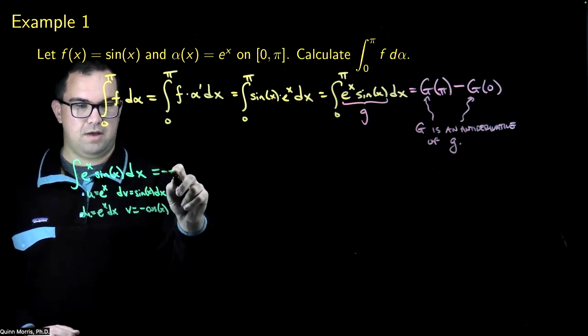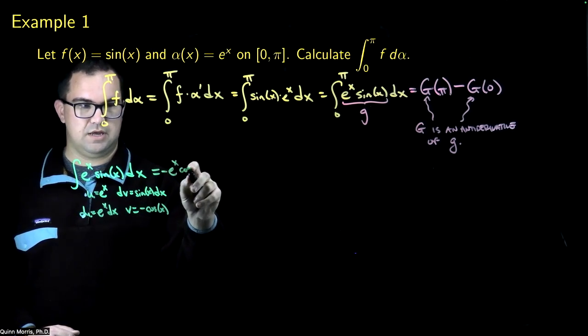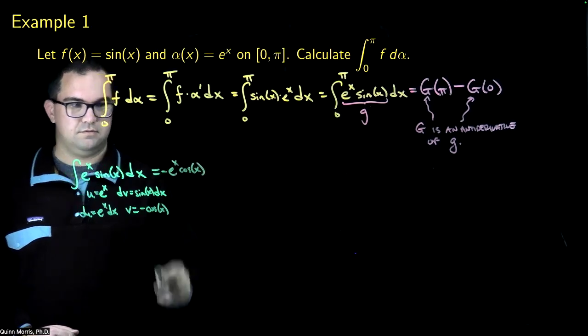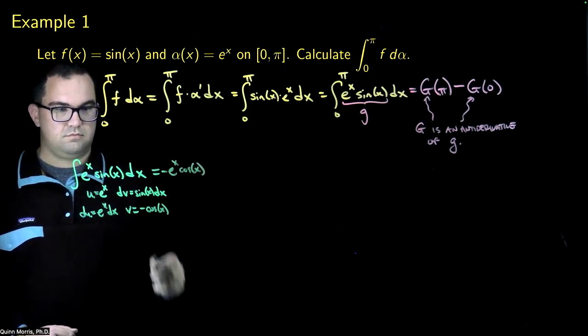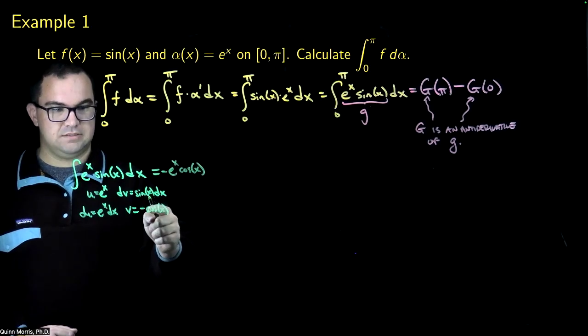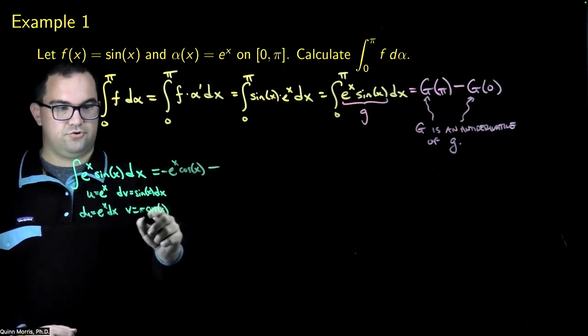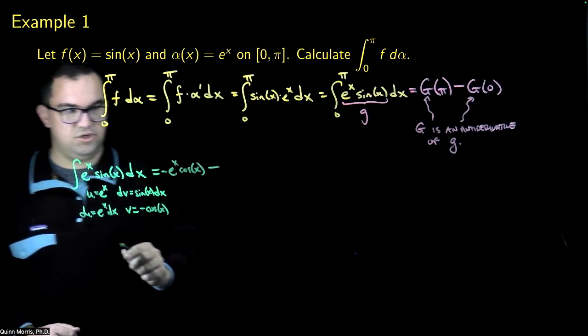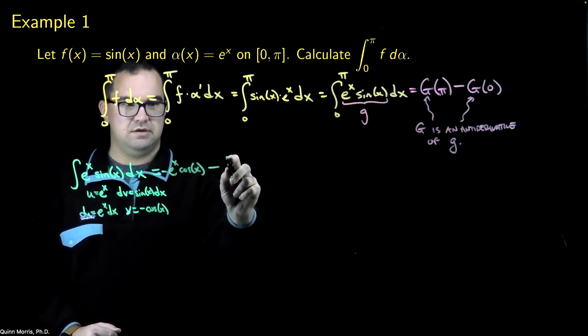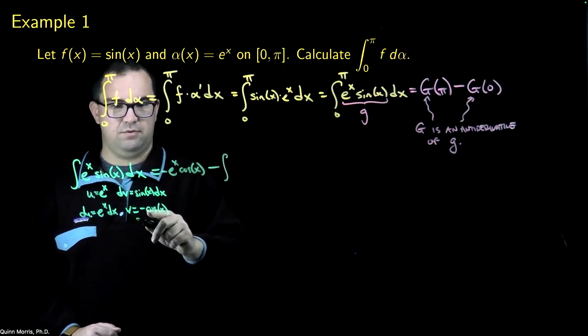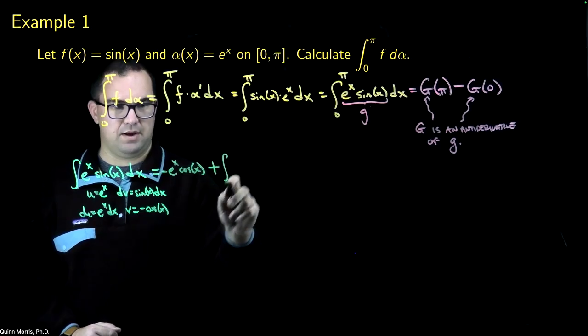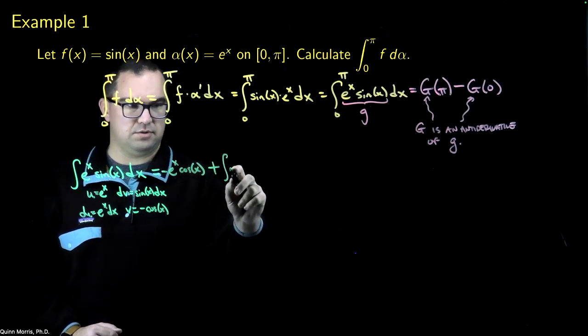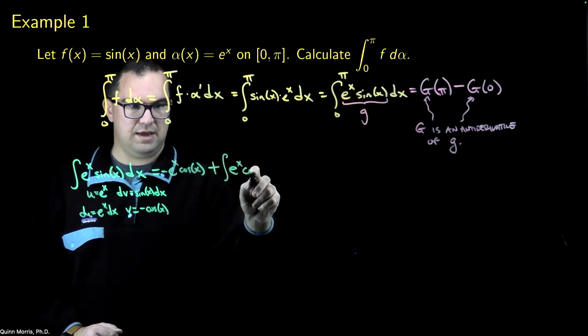So I'm going to get a minus e to the x cosine of x minus the integral of v du. So I'm going to get a minus the integral of v, which is minus cosine. So I'm going to bring that minus out, du. So I'm going to get a plus integral e to the x cosine of x dx.